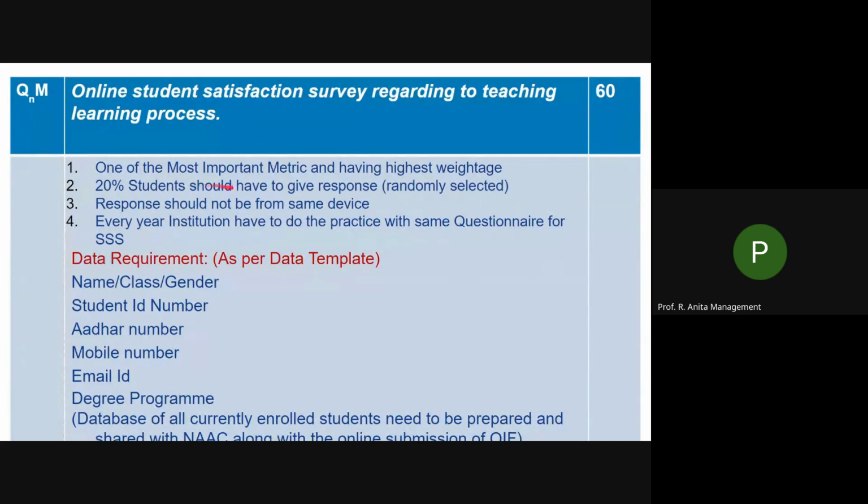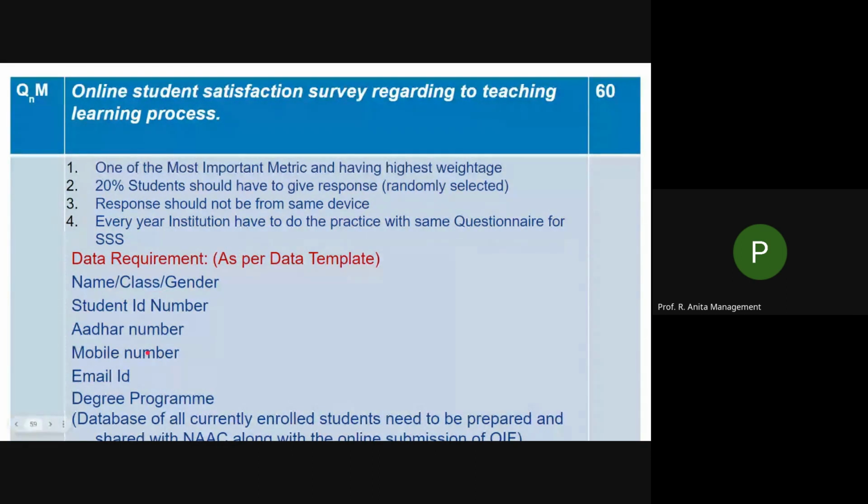Now, this is the most important metric which carries the highest weightage, and 20% of the students should give the response at minimum, and the response should not be from the same device, and every year the institution should have a practice of circulating the same questionnaire as SSS, right? Because when you are submitting the AQAR, you need to see that the student satisfaction survey is submitted.